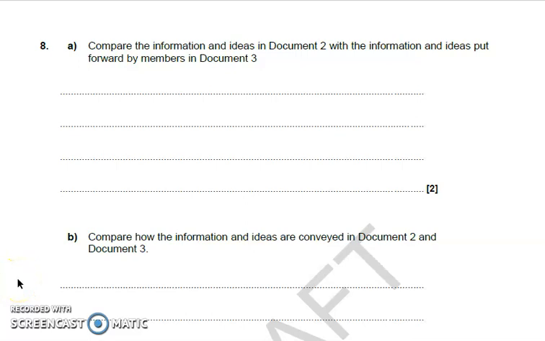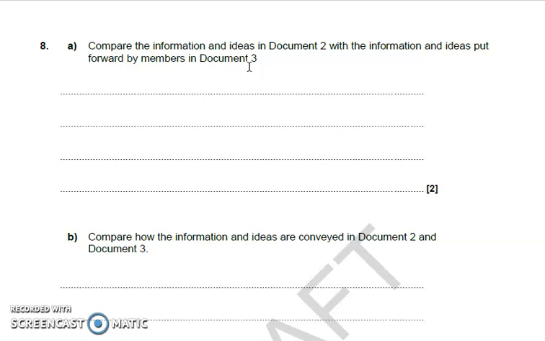Okay, in the exam, there are two ways that they are quite likely to get you to compare information, ideas, and also how those information ideas are conveyed or gotten across between two documents. What they'll usually do is ask you a question where you're comparing the information and ideas found in two different documents. So you're reading through two different documents, thinking about their main points, what they're saying, what ideas they're getting across, and you're comparing them. So you could either be finding similarities or differences or both.